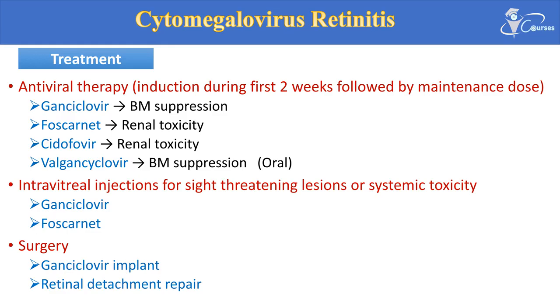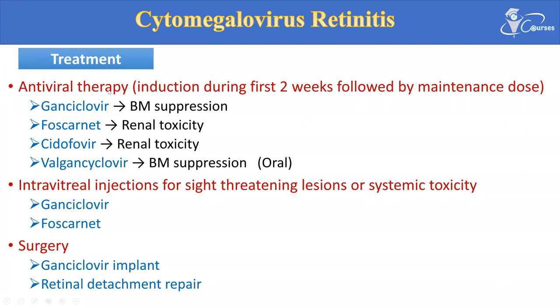Also, we can supplement the systemic antiviral therapy by intravitreal injection of the antiviral, especially in sight-threatening lesions or if there is systemic toxicity, such as by intravitreal injection or intravitreal implants of ganciclovir and foscarnet. And the surgery will be by implanting the ganciclovir implant or by doing retinal detachment repair for patients who develop retinal detachment.